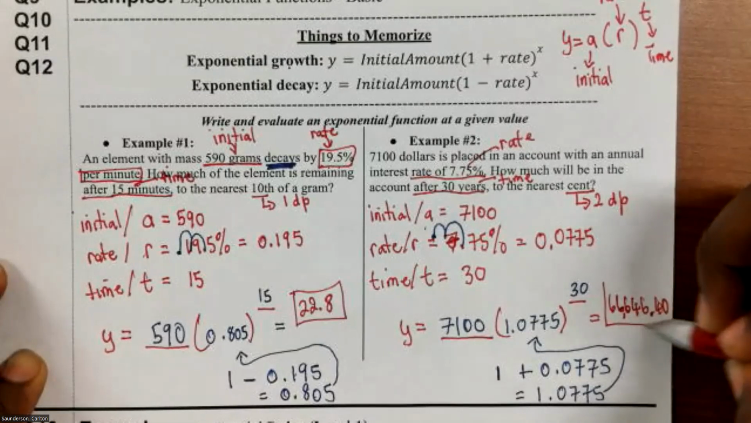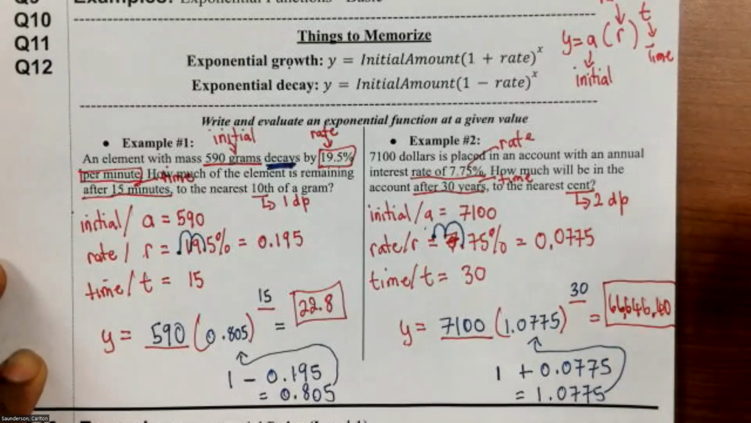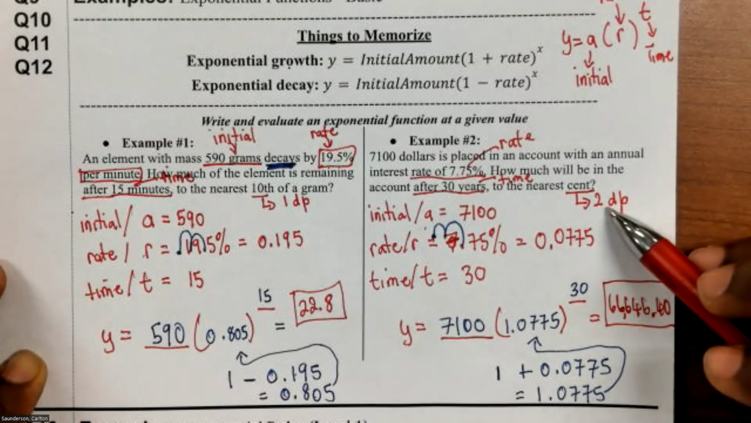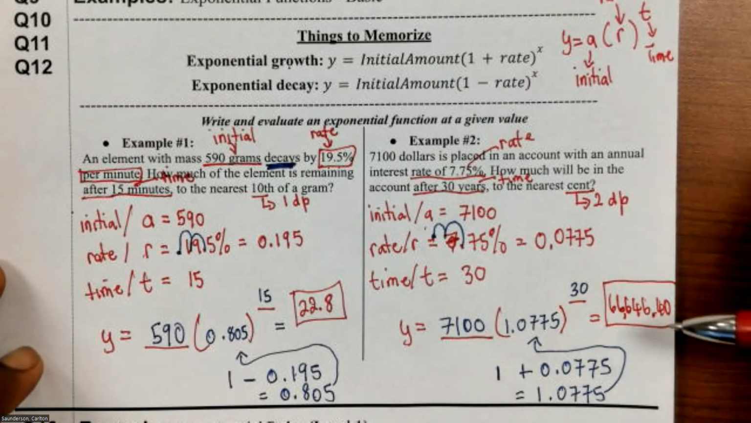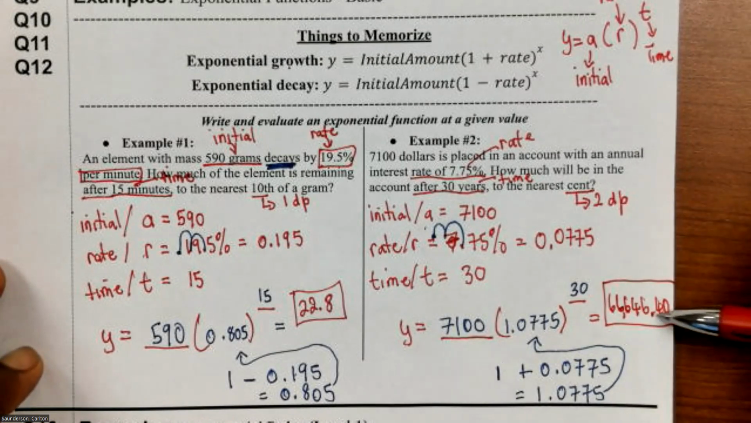So again, 66,646.40, but it needs to be to the nearest cent, which is 2 decimal places. If you're rounding to the nearest whole number, you will look at the number immediately after the decimal point. If it's 5 or larger, it will go up once. If it's not 5 or larger, everything goes away. So again, guys, just like that.